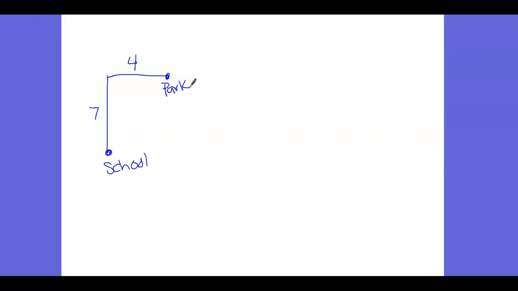Then from the park, the library is 3 miles north. So from here, where do I go? Up 3? Yes. Okay. From the park. Yep, from the park. Up 3. And then 10 miles east, so 10 units right. And then put a dot.